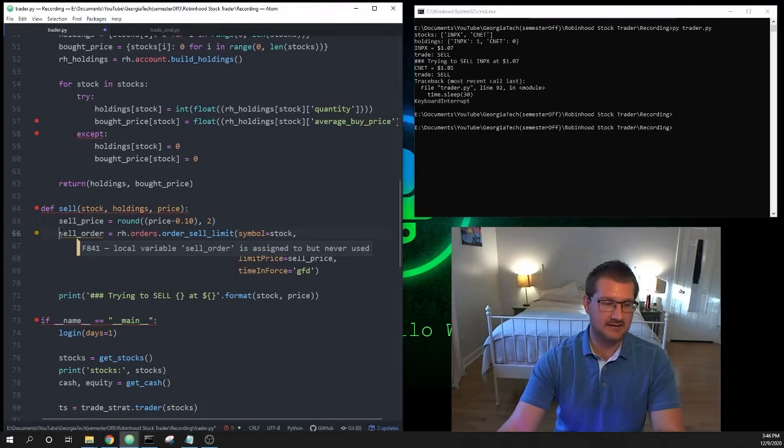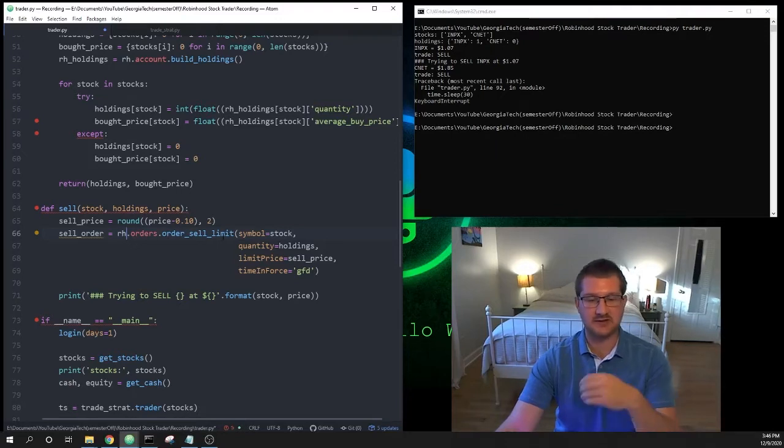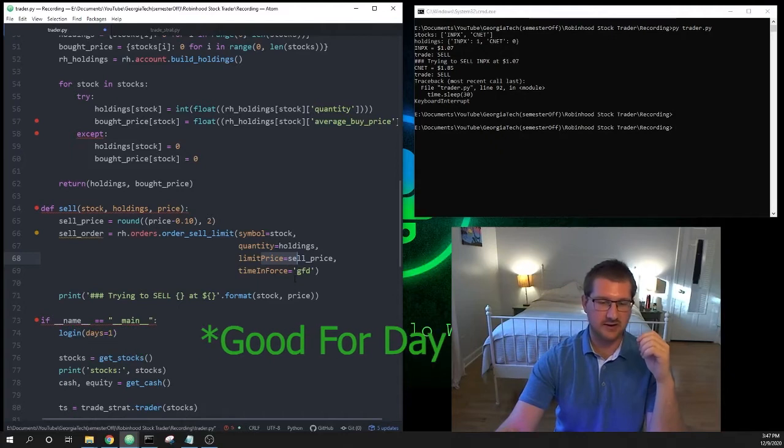And then we actually place the sell order. The sell order is placed using our trusty Robin Stocks API, and it's done by calling RH, which is our Robin Stocks API, .orders, .order_sell_limit. So it's a limit sell, which means we're going to give it a limit, and anything above that limit, it'll sell. And that's why we do this 10 cents less than the current price. And we send it our stock, the amount that we're going to try and sell, our limit price, and then time in force, GFD. I don't remember exactly what that stands for, but it's good until filled or something like that.